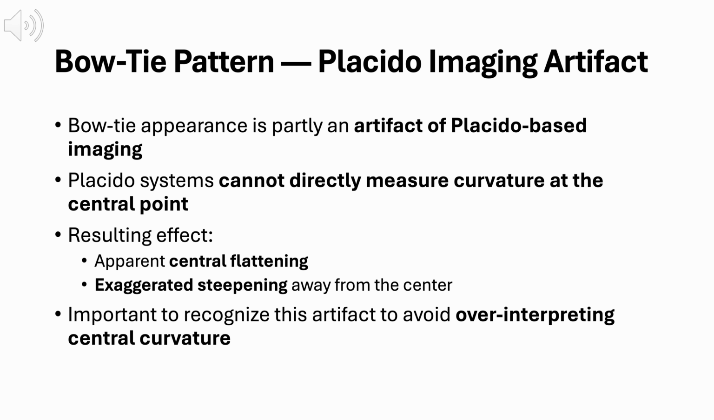If you're not aware of this limitation, it's easy to overinterpret central curvature changes or assume abnormal flattening that isn't actually there. The key takeaway is that bow tie patterns should always be interpreted in context, with an understanding of how placido imaging generates the data and where it can mislead you.